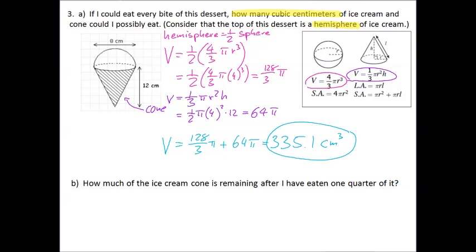Yum! In part B, we're supposed to find how much of the ice cream cone is remaining after I have eaten 1/4 of it. If I have eaten 1/4, then how much do I have left? 1 whole minus 1/4 is 4/4 minus 1/4, and that is 3/4. So 3/4 is left. So just take our 3/4 and multiply that by what we had found before for our volume, 335.1, and that will give us approximately 251.3 cubic centimeters still left.